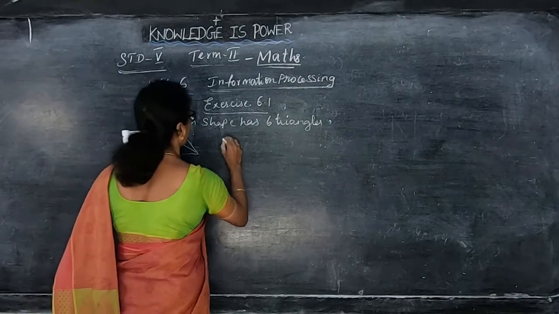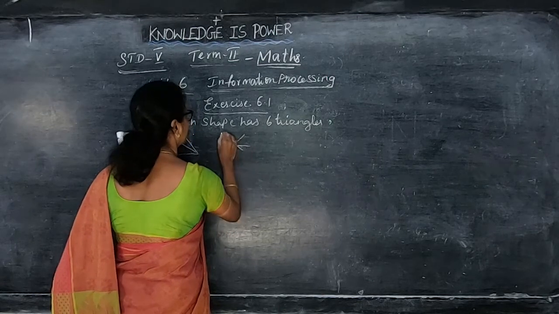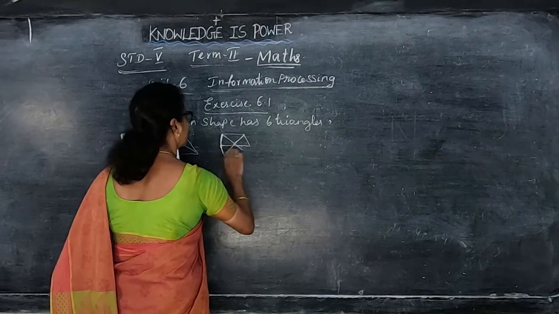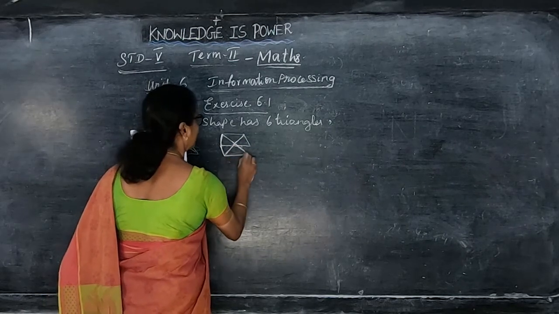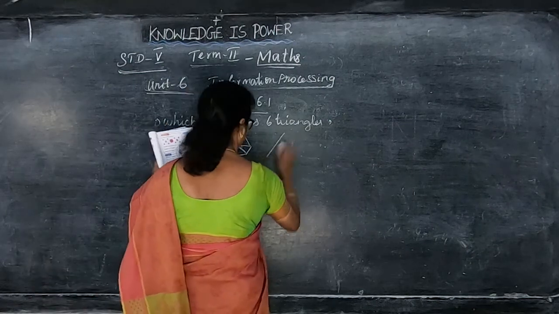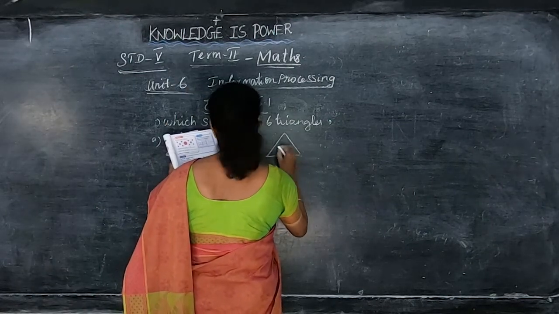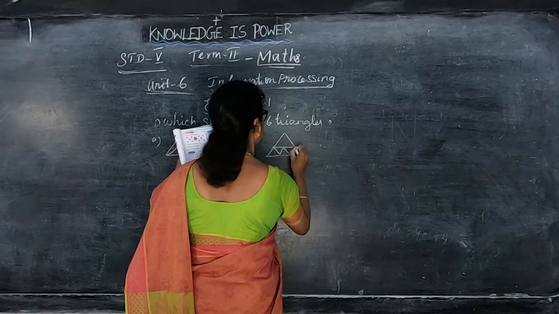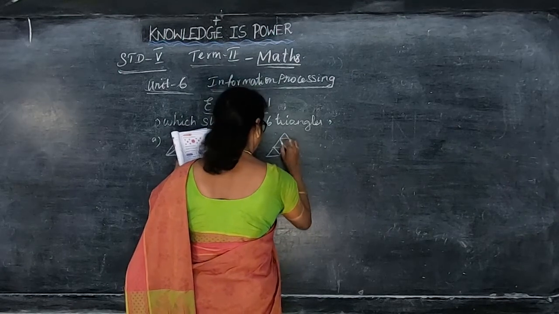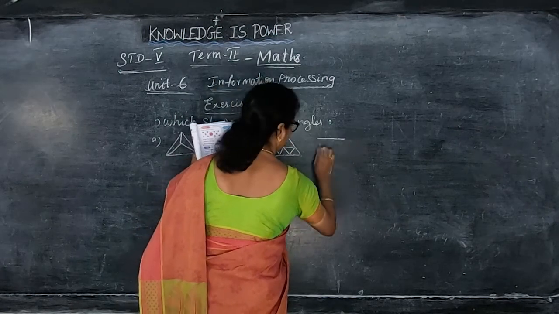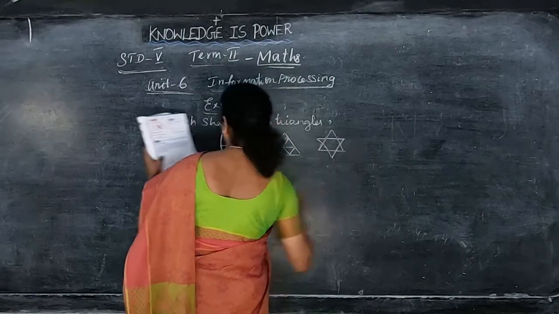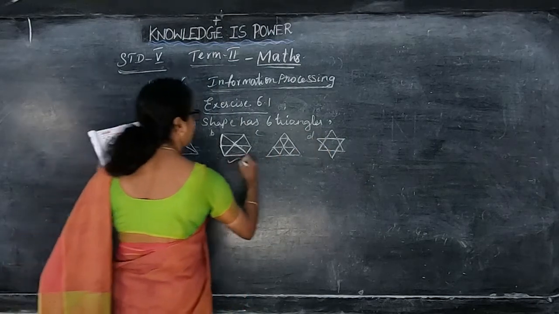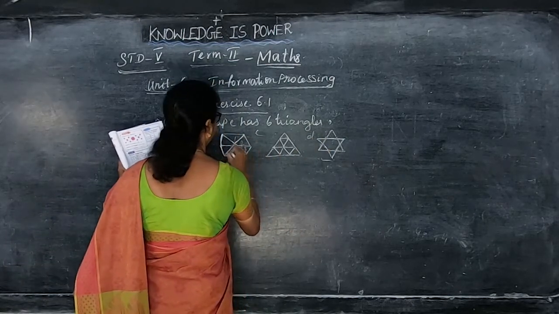Then show B and C. Then again here 1. So 4 options they are given. So which one is having the 6 triangles? That is here and this one. 1, 2, 3, 4, 5 and 6.